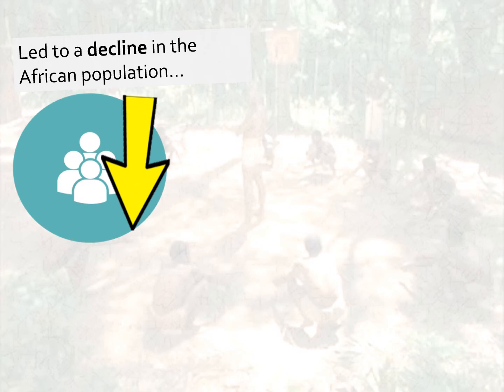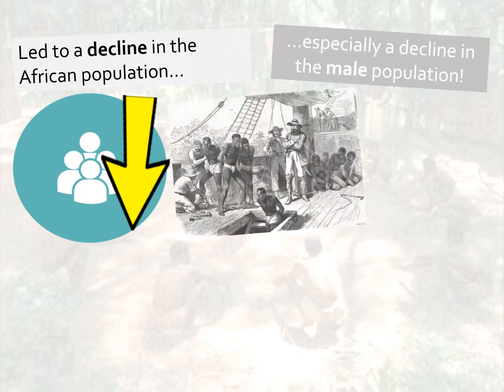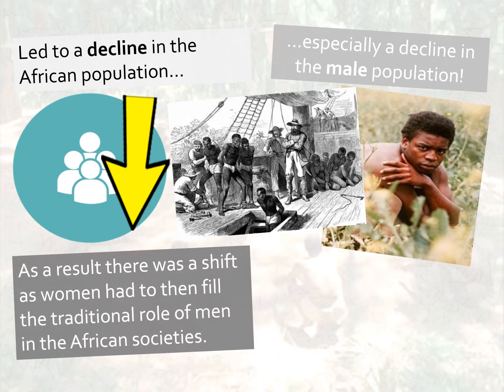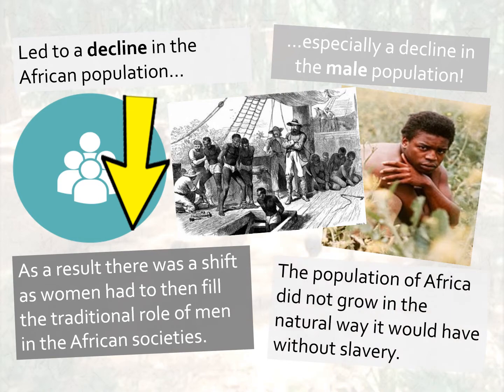Ultimately, it leads to a decline in African population, especially a decline in the male population, because those are the ones that they really wanted to take away. As a result, there was a shift as women then had to start to fill the traditional role men did in African societies, and the population of Africa did not grow in the natural way it would have had slavery not existed. So we start to see a really serious impact on the population of the African societies, as well as problems with warfare becoming the main source of getting slaves.